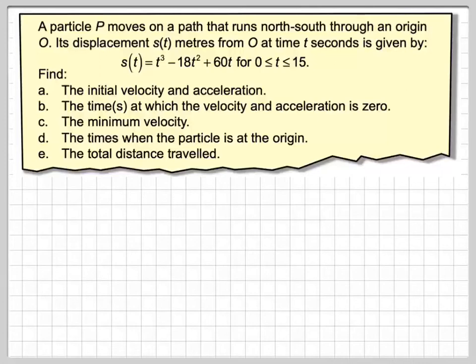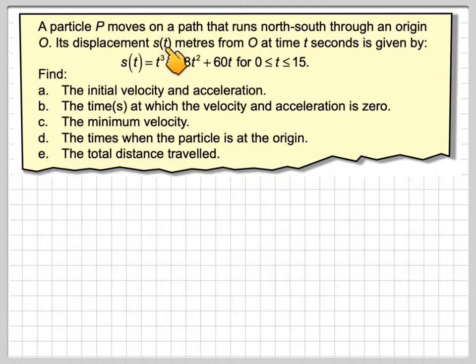In this video, we're going to look at a motion of a particle P, which does not have constant acceleration. We have what's known as variable acceleration, and because we have variable acceleration, the SUVAT formulae that you know no longer apply.